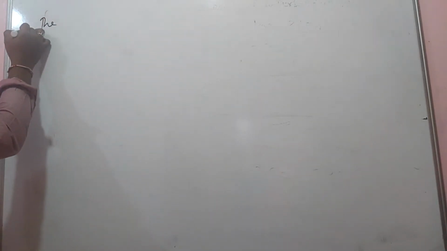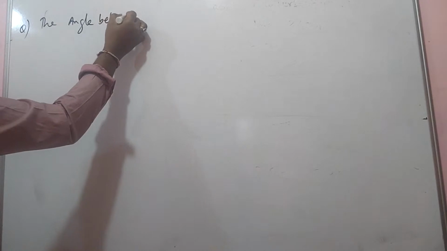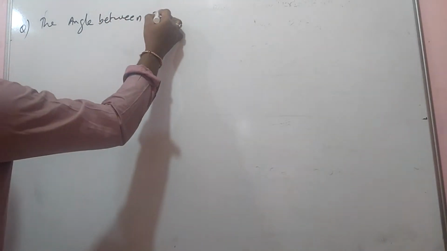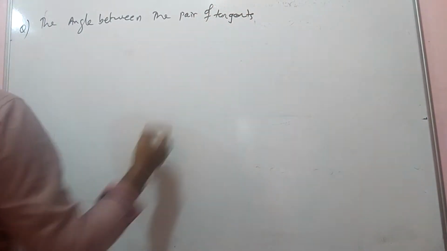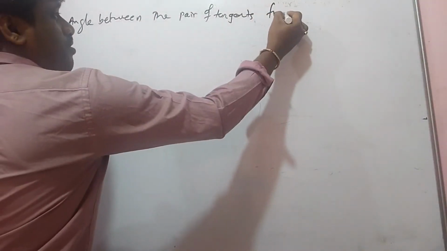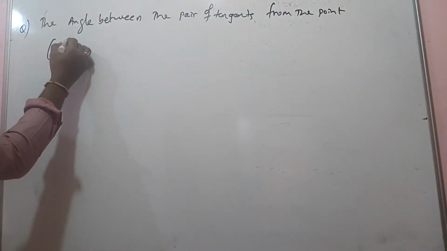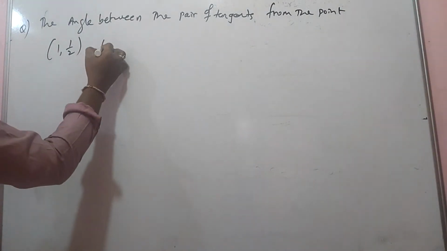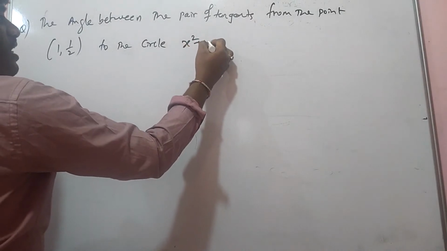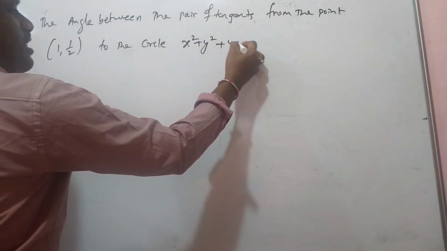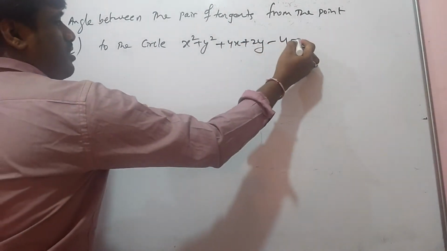One question yesterday became wrong, no? So I have explained. The angle between the pair of tangents from the point 1 comma 1 by 2 to the circle x square plus y square plus 4x plus 2y minus 4 is equal to 0.